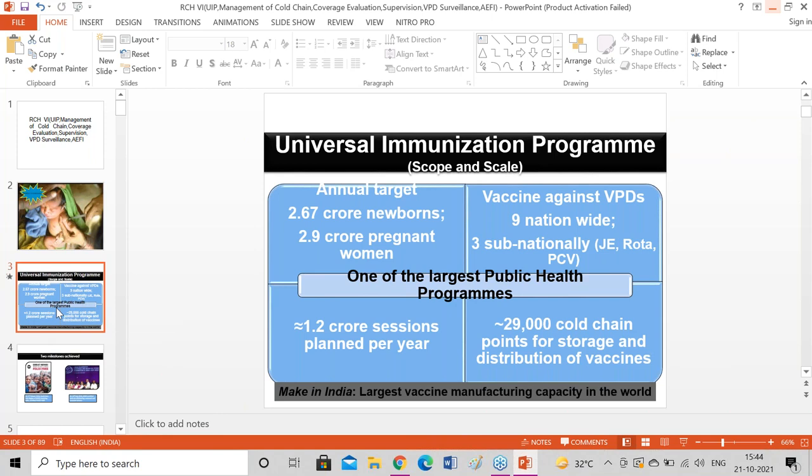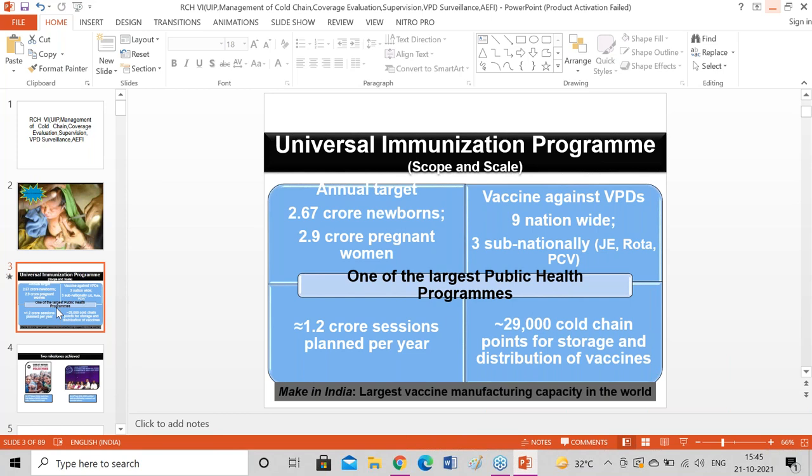If I talk about the Universal Immunization Program, as you all know, the immunization program in India was started as the Expanded Program of Immunization, right? It was started as EPI. And later on, in 1985, it was modified into the Universal Immunization Program. It runs under the Ministry of Health and Family Welfare.